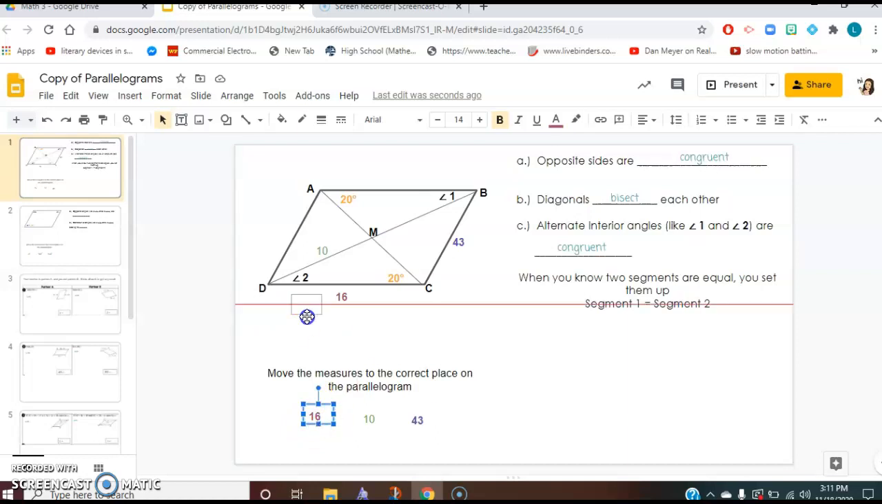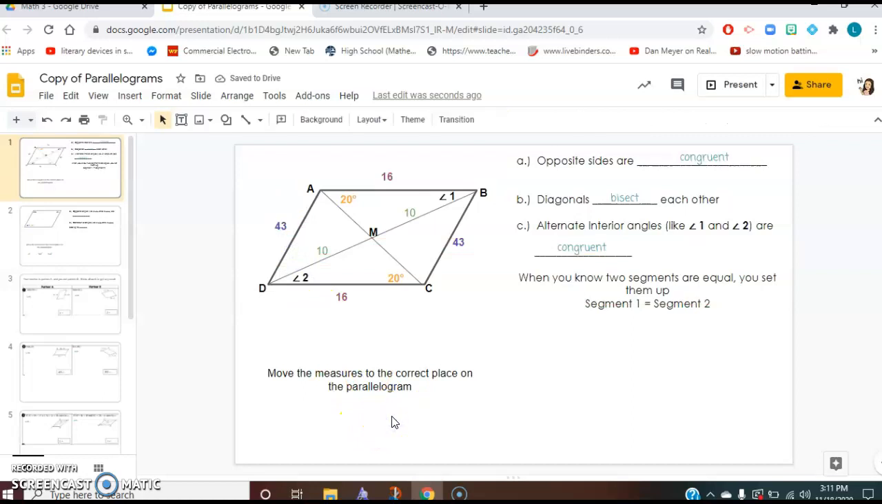16, I have one side that's 16, so the opposite side is 16. 10 is a piece of my diagonal, so the other half of the diagonal is 10. M is the midpoint of the two diagonals. And then if one side is 43, the other side is also equal to 43.